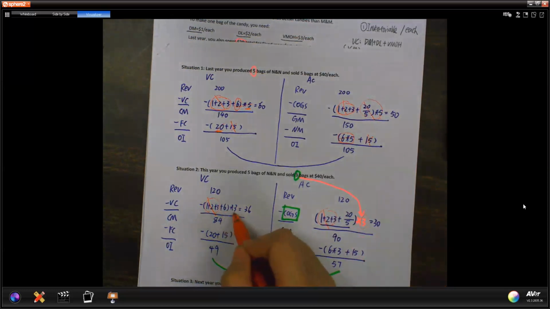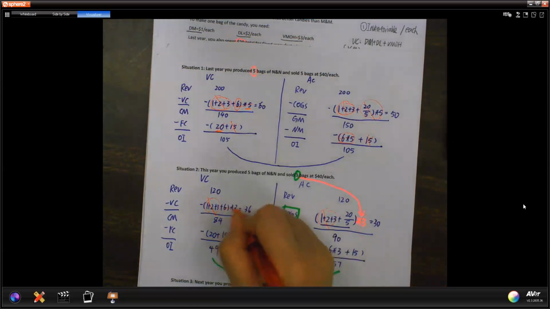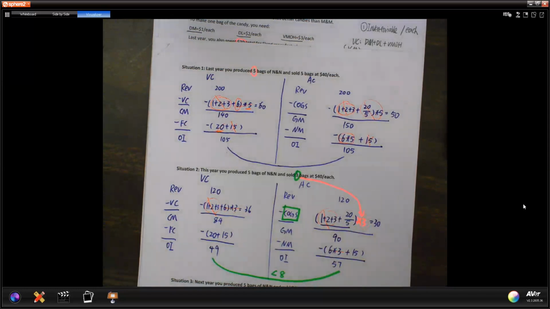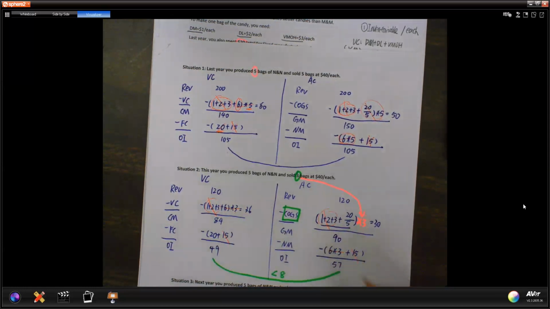6 times 3, 6 times 3, they are the same, no doubt. 15, 15. Okay, so what's the problem? Okay, here, right? What's the problem?